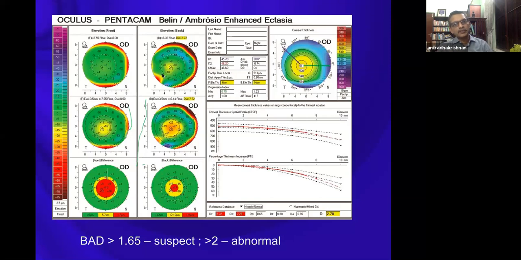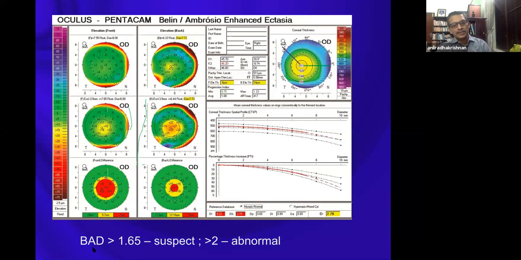So this is what I was telling about the Belin Ambrosio enhanced ectasia scale. It takes into consideration 6 values and gives the final D value. Don't look into one value in isolation. It may be abnormal. It's just like you seeing your Humphrey visual field printout. Based on one particular value, you cannot say. The final value should be taken into consideration.